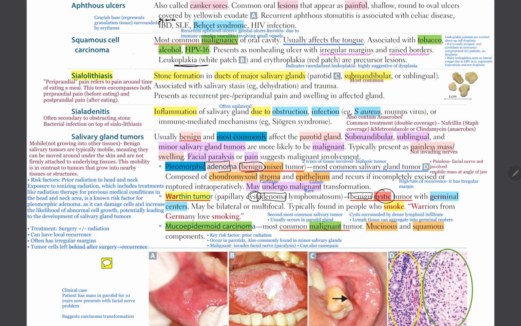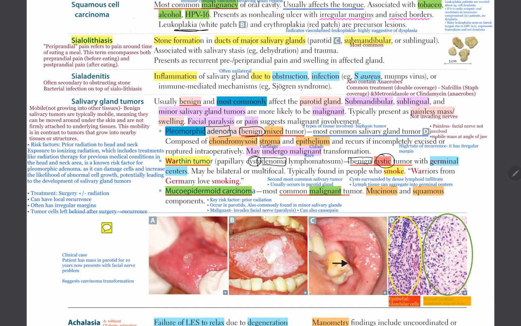So there is a trick: Warriors from Germany love smoking. Warthin's, Germany, germinal center, and smoking, those persons who smoke. This is the second most common salivary gland tumor, and it usually occurs in the parotid gland.